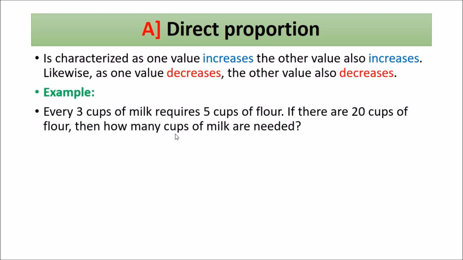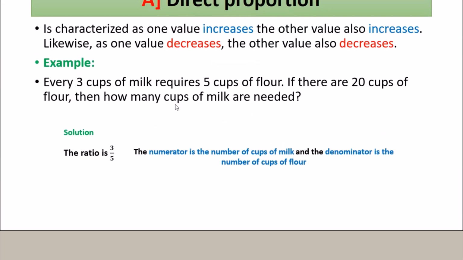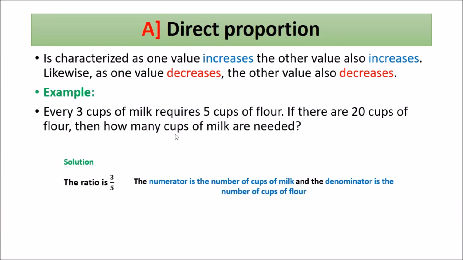So for example, every 3 cups of milk requires 5 cups of flour. If there are 20 cups of flour, then how many cups of milk are needed? So let's start with our solution. So the ratio is 3:5, given in the first statement that every 3 cups of milk requires 5 cups of flour. So remember that our numerator is the number of cups of milk and our denominator will be the number of cups of flour.